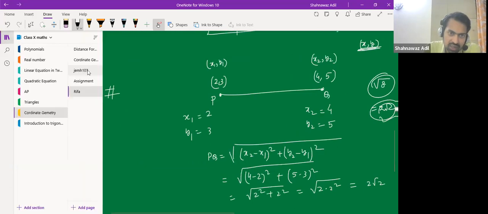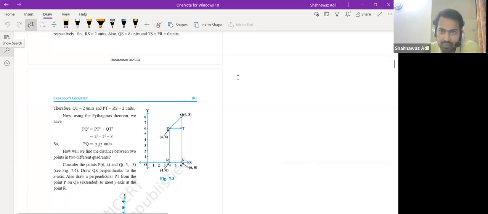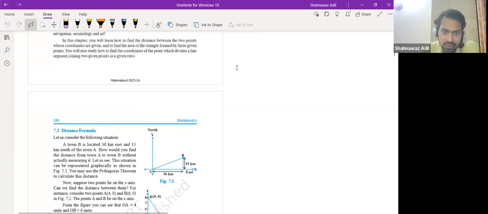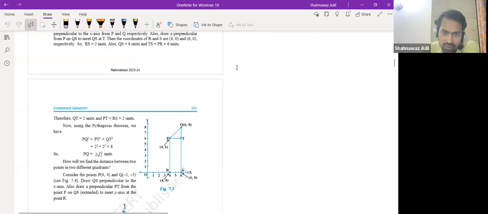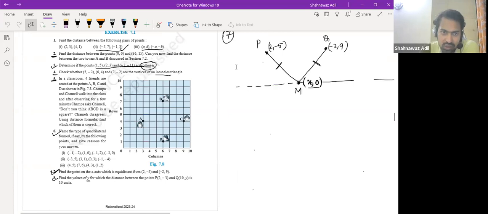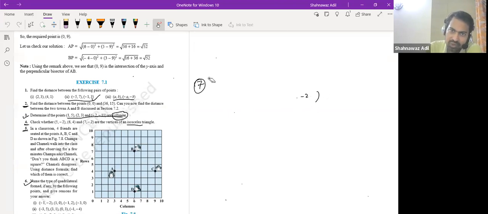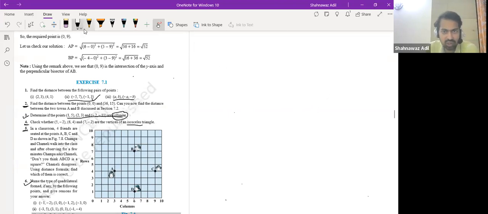So let us start with the first. In the first exercise, what do we need to find out? We need to find the distance between the points. So the first thing that we need is the coordinates. If we have the coordinates, then all the things are easy, right? Yeah.